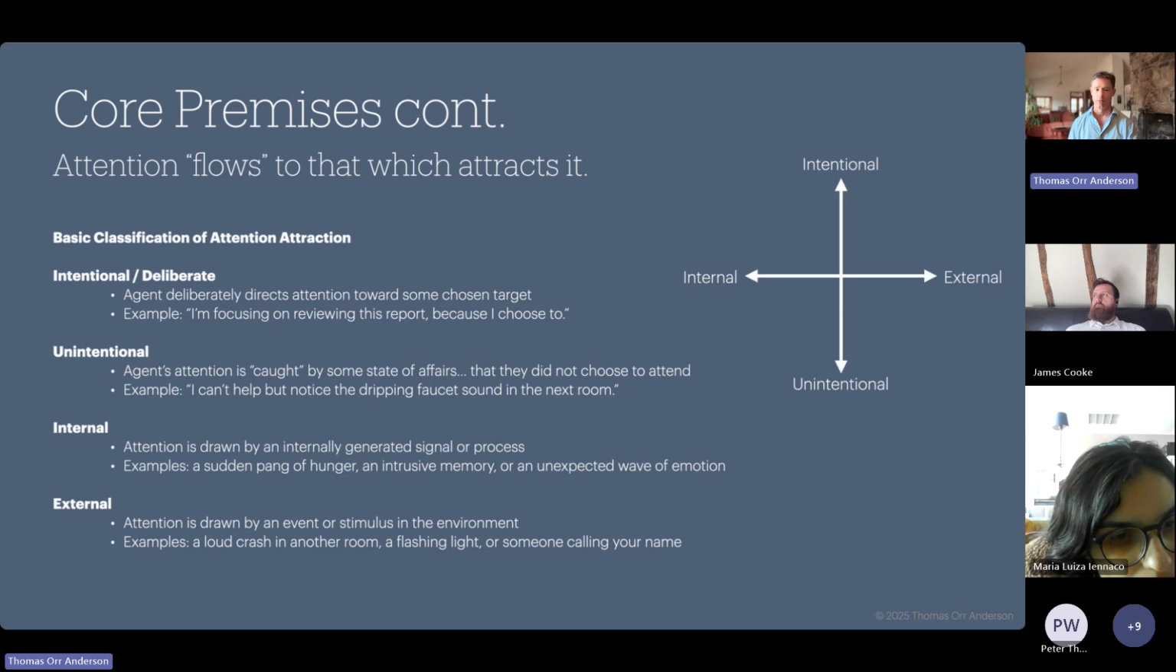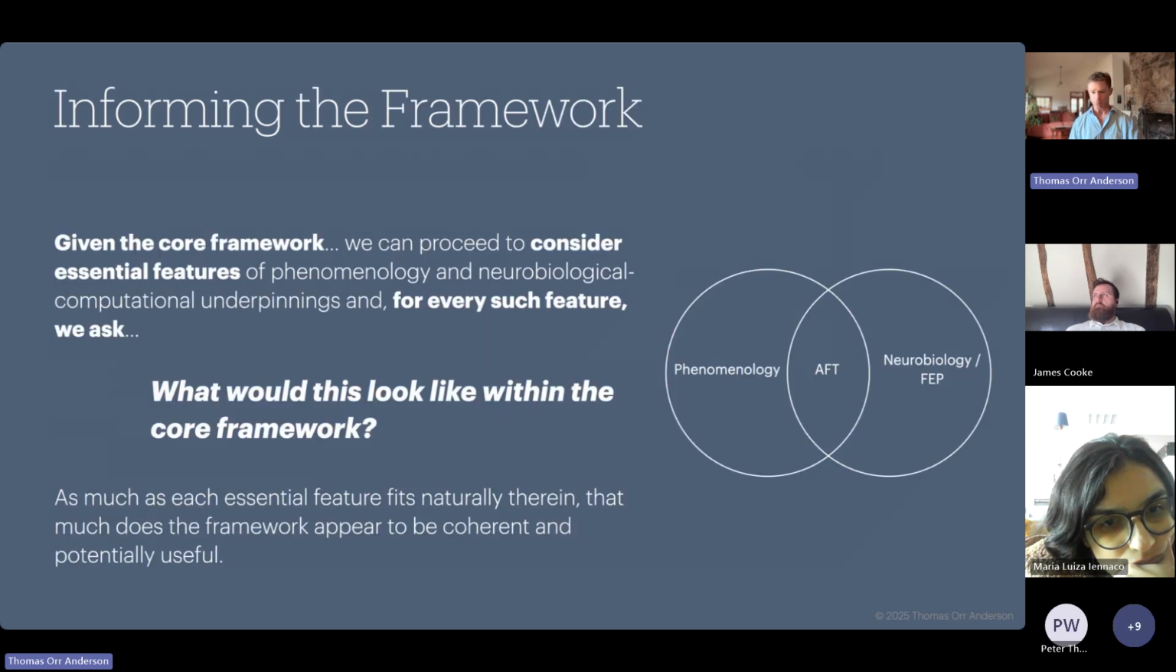And this comes from different directions. It can be internally driven or externally driven, or it can be intentional: we direct our attention on purpose. Or it can be unintentional: the firecracker goes off and suddenly attracts our attention. And so those all form much of the basic framework.